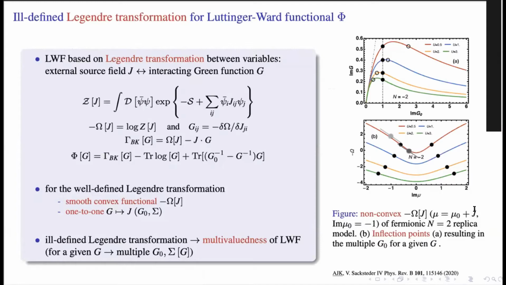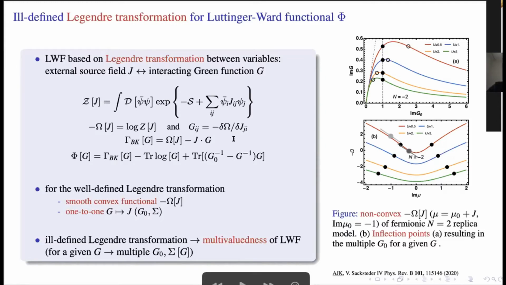The Luttinger-Ward functional is formally based on the Legendre transform between the external source fields J and the interacting Green's function G. As discussed before, we first introduce the external source fields J in a bilinear term in the action like this. Then we can take the log of the partition function to get the free energy functional as a functional of the external source fields J. Then the interacting Green's function becomes a conjugate variable of the external source fields J.